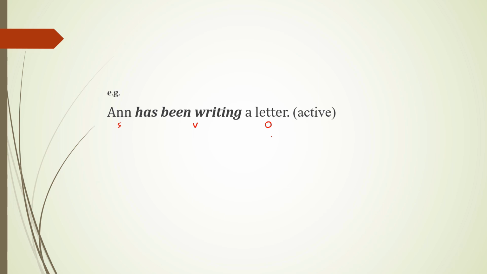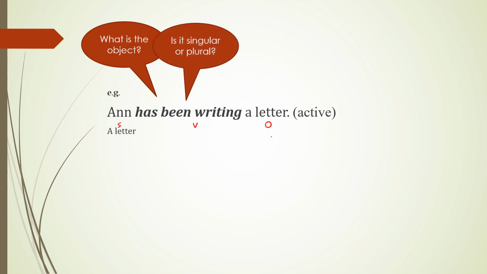How to change this active sentence to passive? So consider some questions. First, what is the object? The object is a letter. So a letter must be the subject of the passive. Then the second question, is it singular or plural? Is it a singular subject? Singular subject for it.